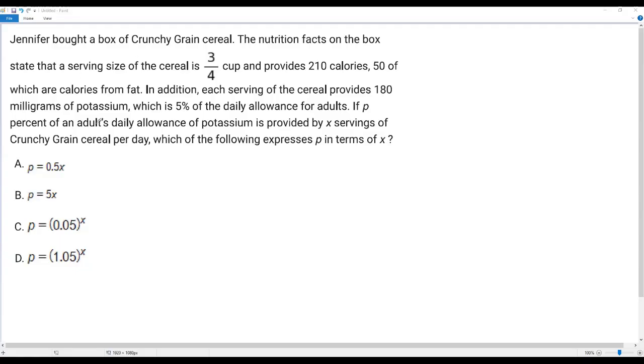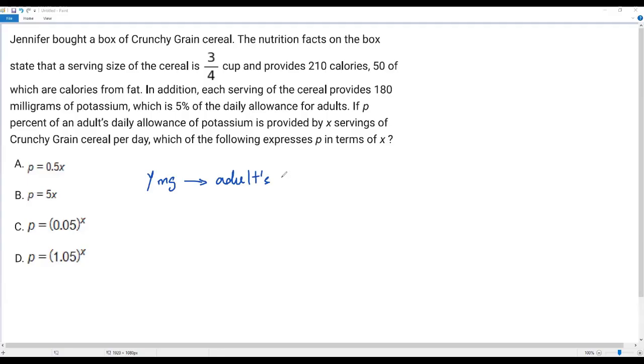Okay, when I go over the information, the key factor I found is the adult's daily allowance of potassium. This 180 milligrams of potassium represents 5% of the daily allowance for adults. Since the key factor is the adult's daily allowance of potassium, we have to assume something for it. Say Y milligrams is the adult's daily allowance of potassium.